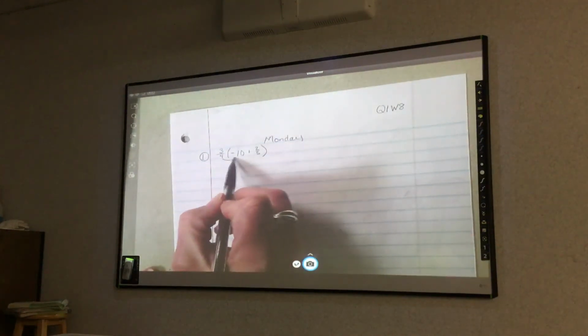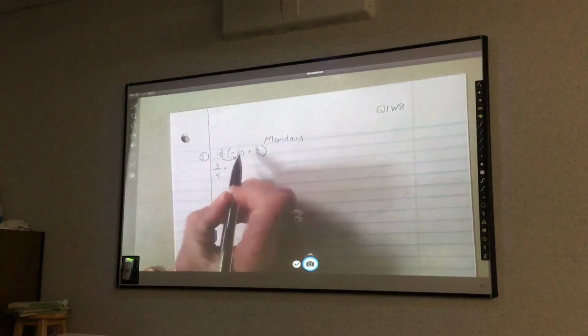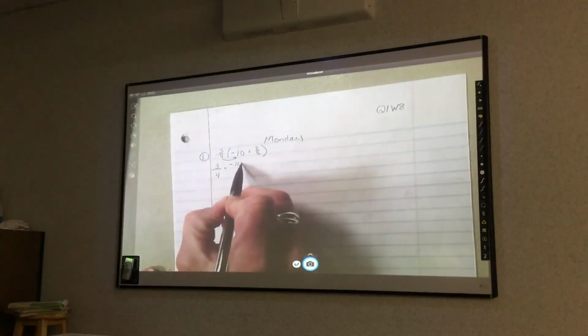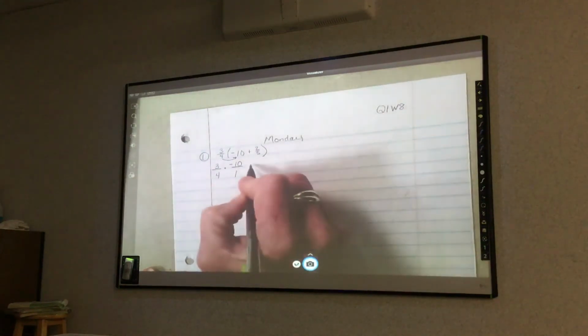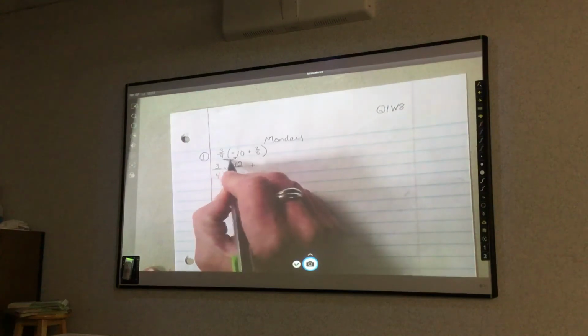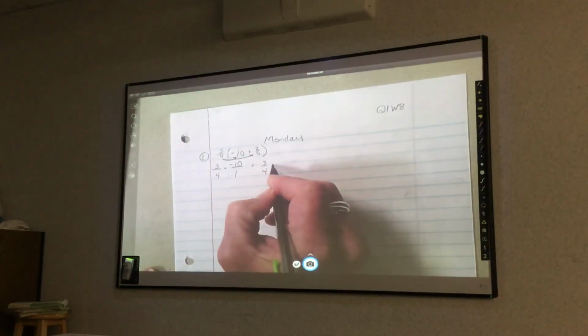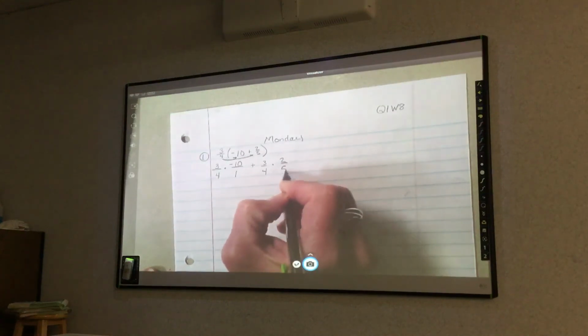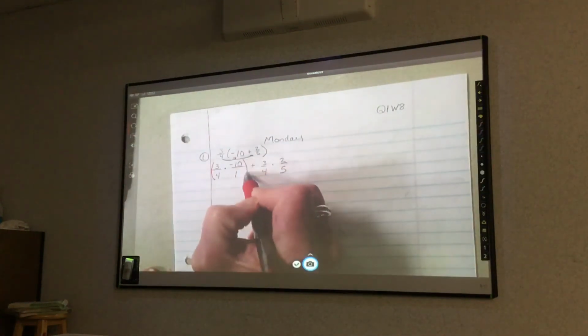3/4 times negative 10. So I do 3/4 times a negative, and what do we put a whole number over to make it an improper? 1. Okay, plus, then we're going to write 3/4 times 2/5. So now we have two different problems we're doing here.